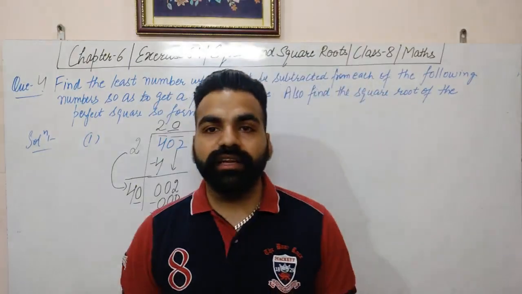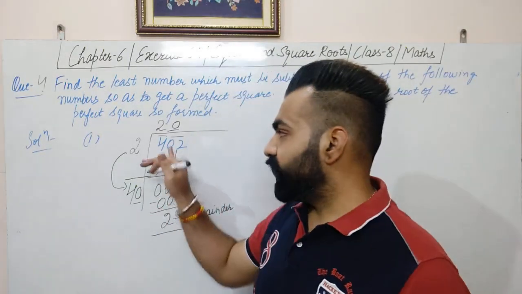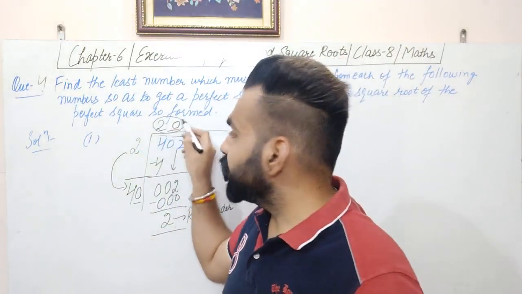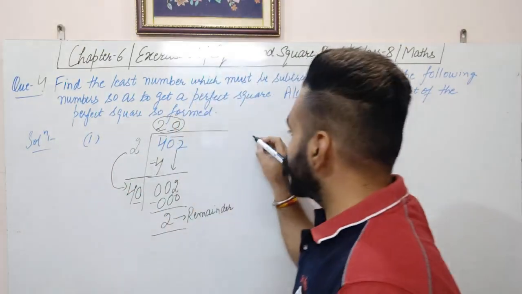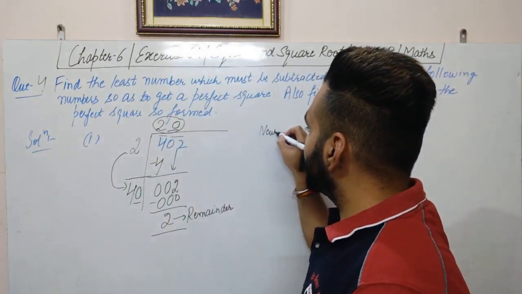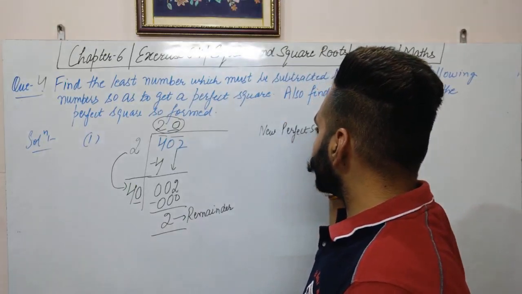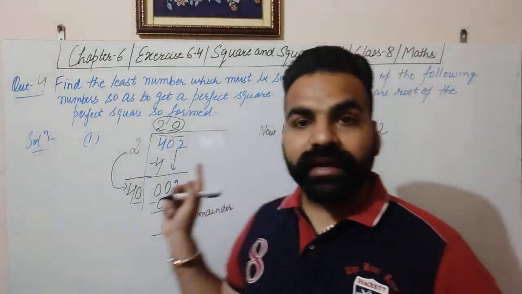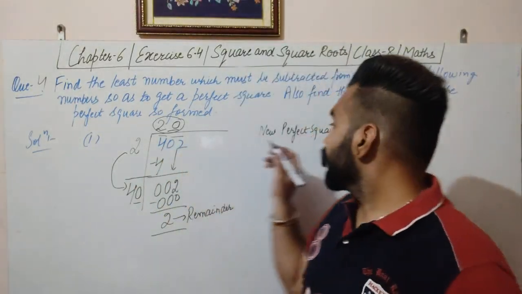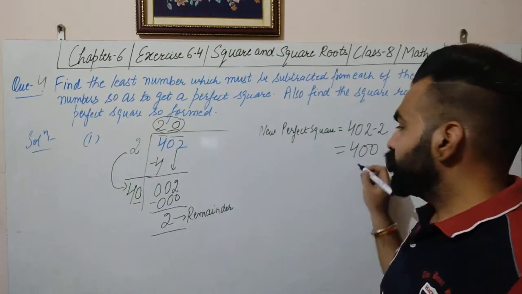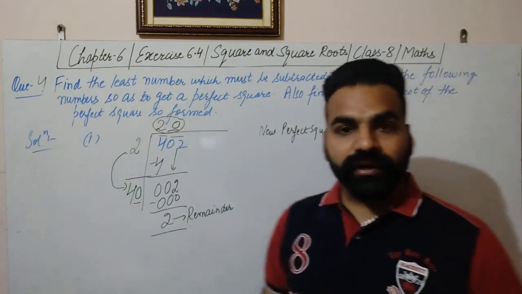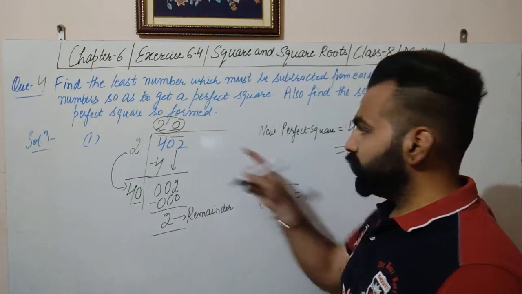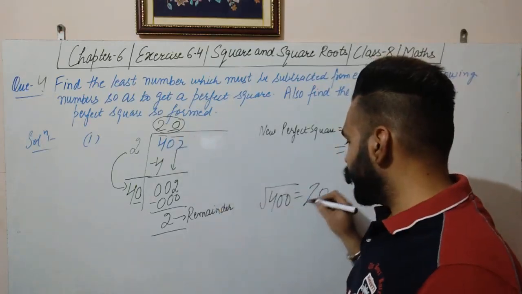Whatever the remainder is left, this should be subtracted from 402 and it will become a perfect square. And the quotient here will be the square root of the new number. So now the new perfect square will be equal to 402 minus 2. We will subtract the remainder from this 402. This will be equal to 400. So this is the new number. 400 is a perfect square and the square root of 400 will be the quotient here, that is 20.